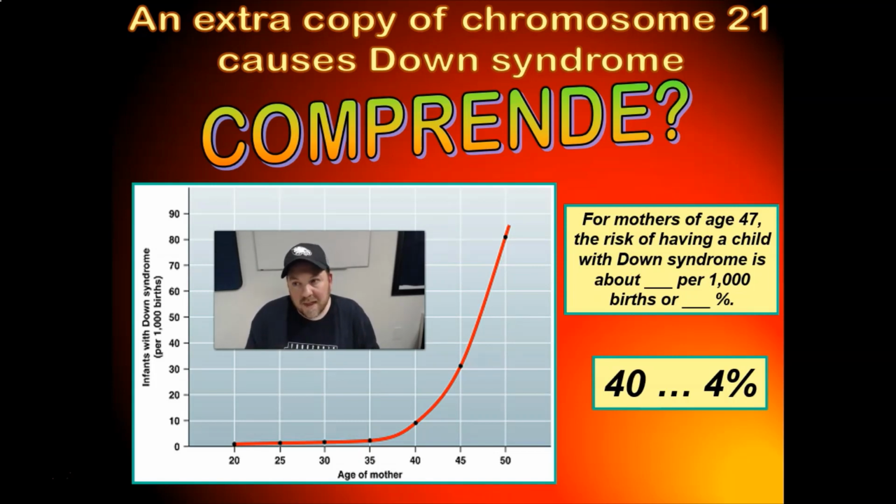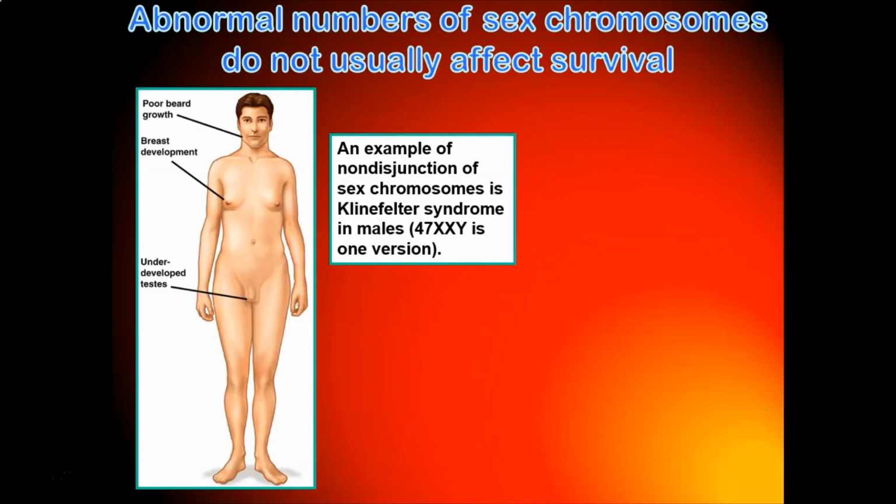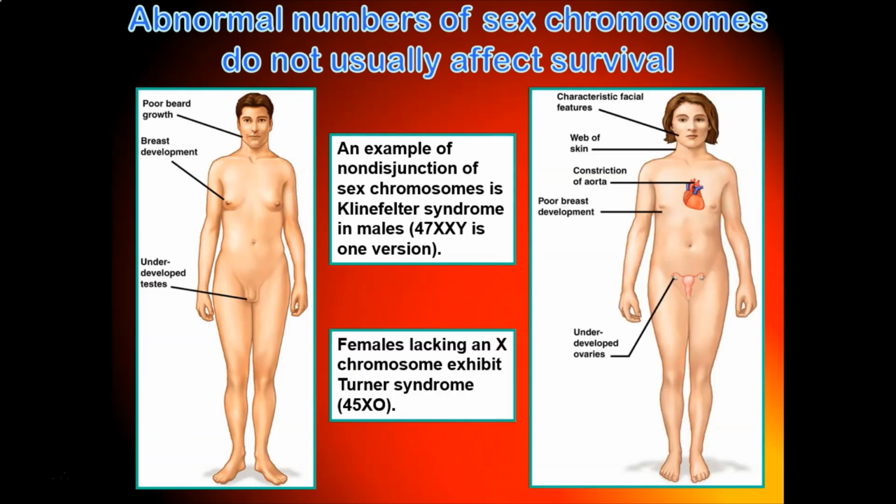Okay, but having said that, there are other non-disjunctions that are actually somewhat common, and they happen at the sex chromosomes. They don't seem to affect us the same way as autosomes. So non-disjunction at a sex chromosome is a little different. Let's take a look here. So abnormal numbers of sex chromosomes do not usually affect survival. So here's two examples right here.